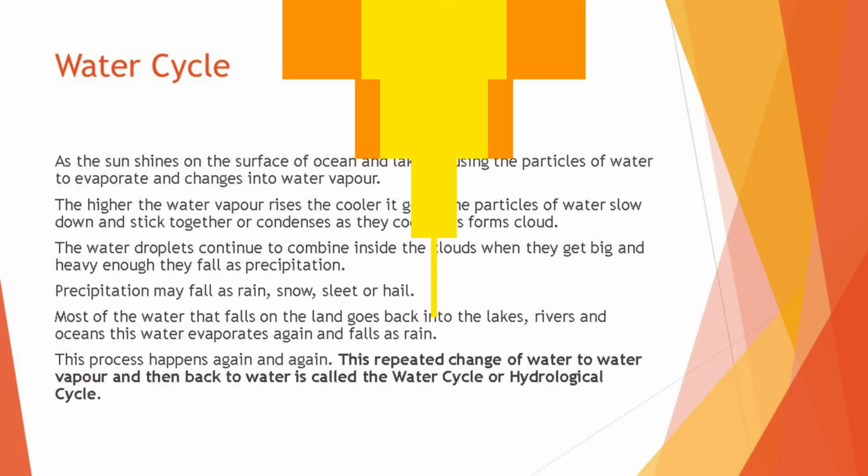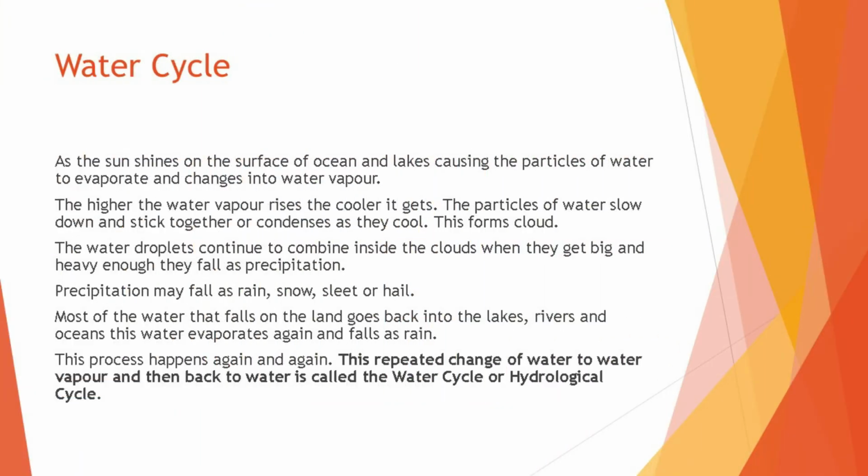Now, water cycle. What is the water cycle? As we all know, the sun shines on the surface of oceans or water bodies. You can say all water bodies, ocean, lakes, rivers, ponds, causing the particles of water to evaporate and change into water vapor. The higher the water vapor rises, the cooler it gets. जैसे जैसे water vapor rise करता है वो ठंडा होते जाता है. The particles of water slow down and stick together or condense as they cool, and this forms the cloud.